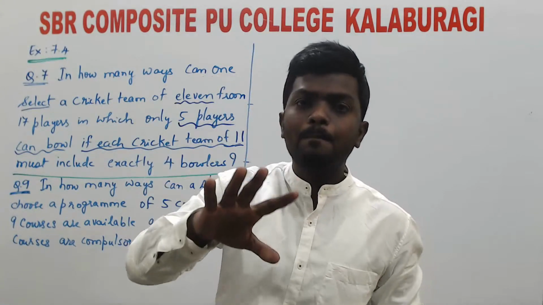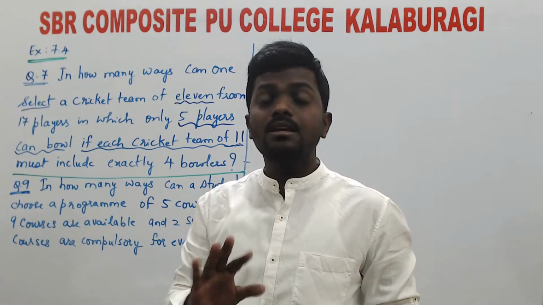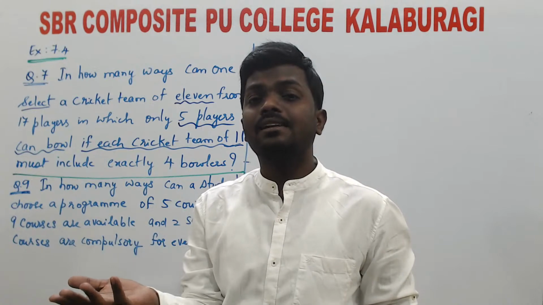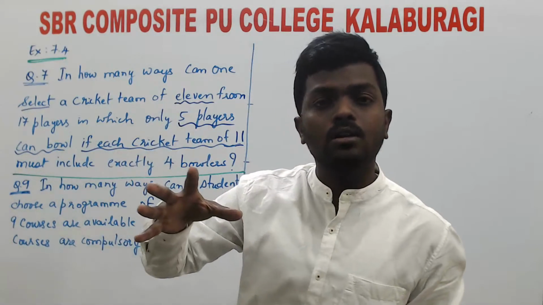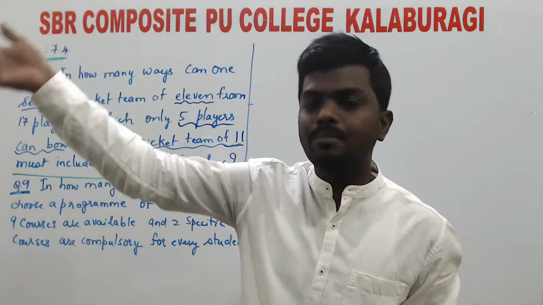In those 17, only 5 players can bowl. The rest cannot bowl. Okay, is that clear? It is understood that only 5 players can bowl, which means the rest cannot bowl, so they are batsmen only.